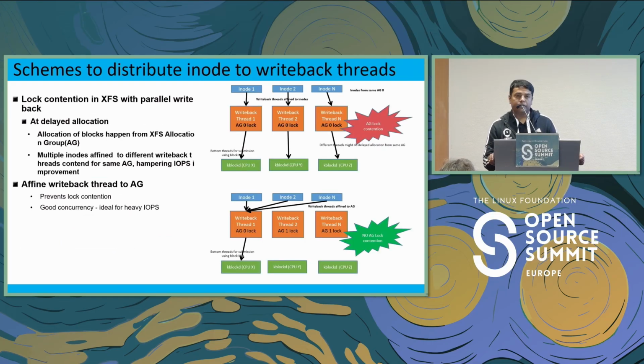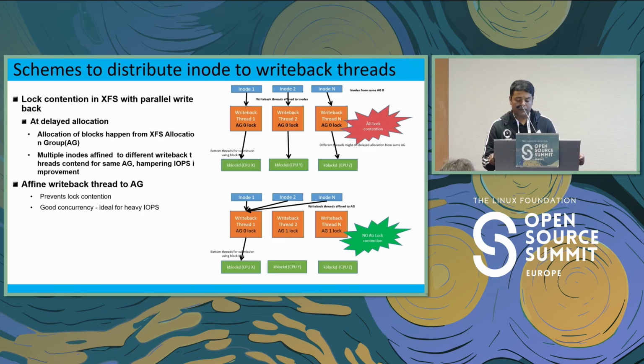Now, we discussed that an inode can be distributed to multiple threads, which will result in fragmentation. The second way is to avoid the fragmentation: we have to keep the inode affined to a writeback thread. Moving further, even with affining the inode to a particular writeback thread, we see some issue.